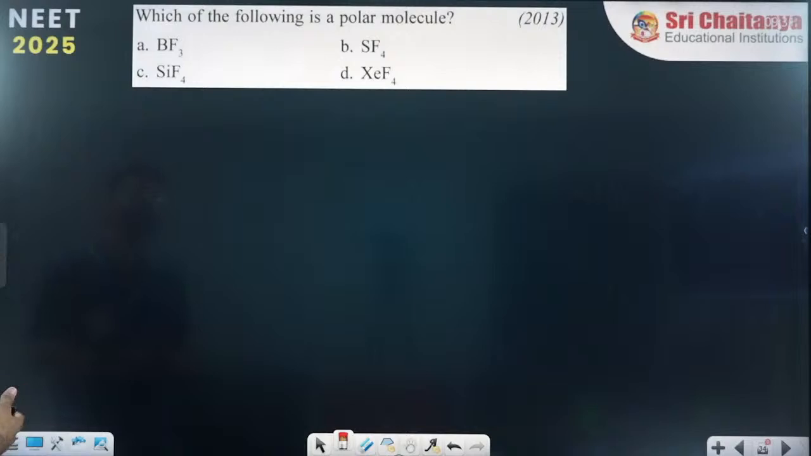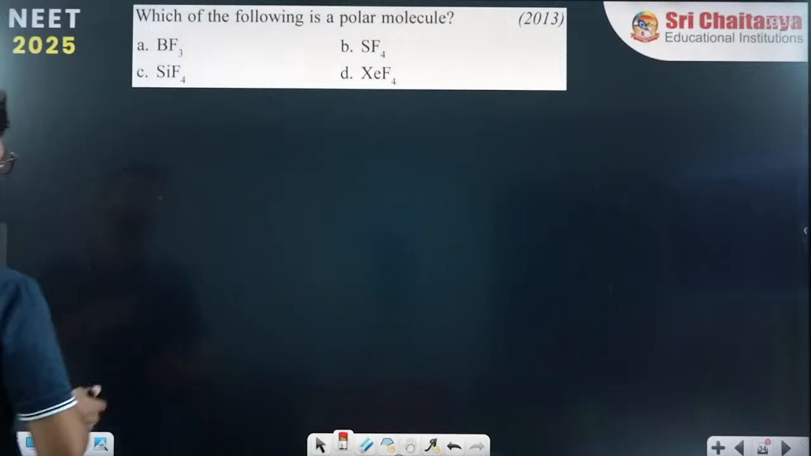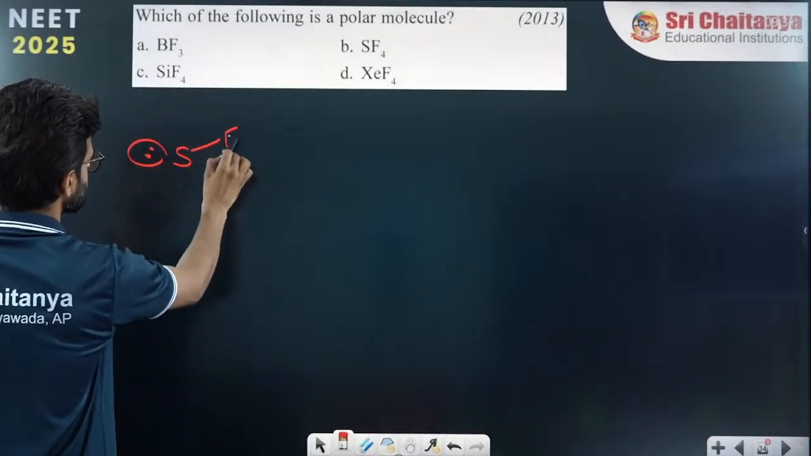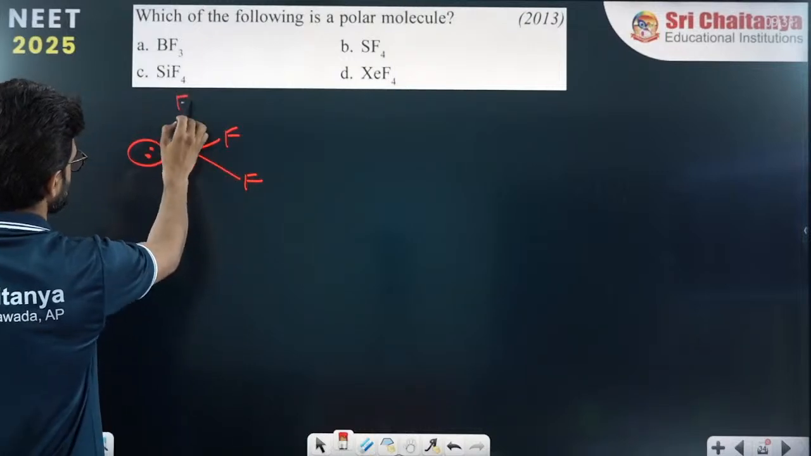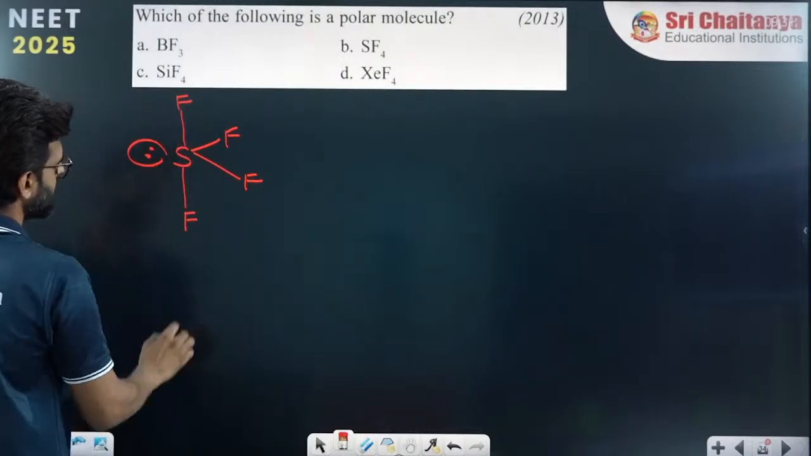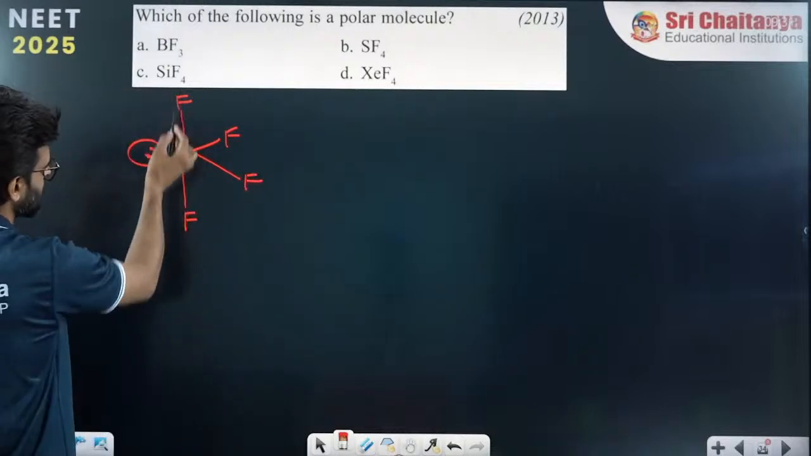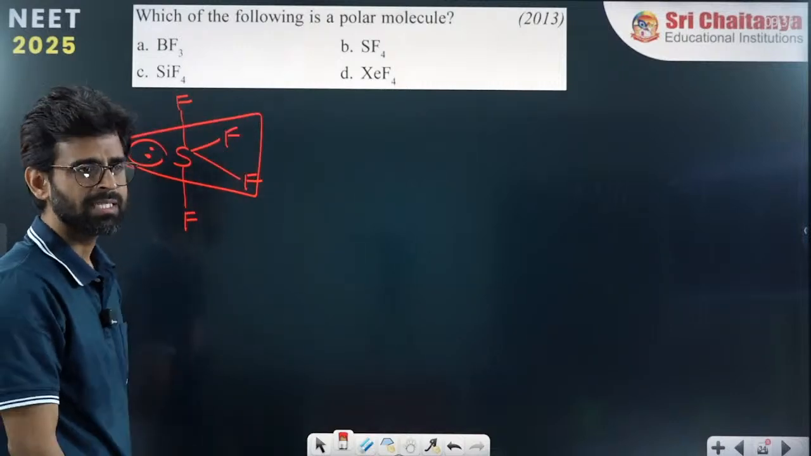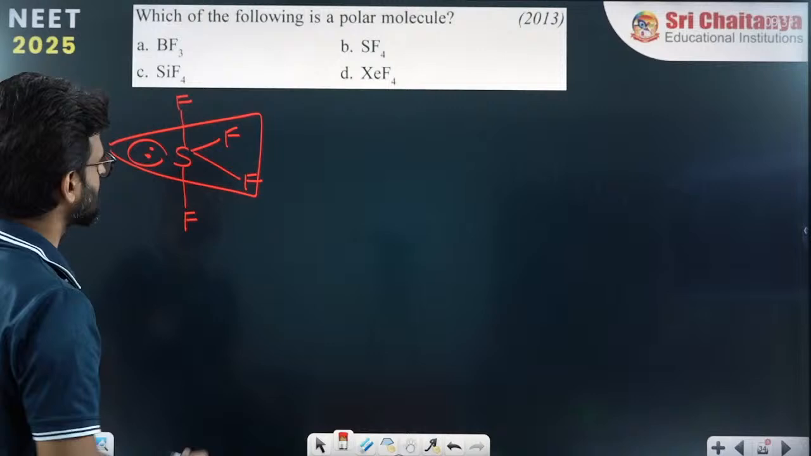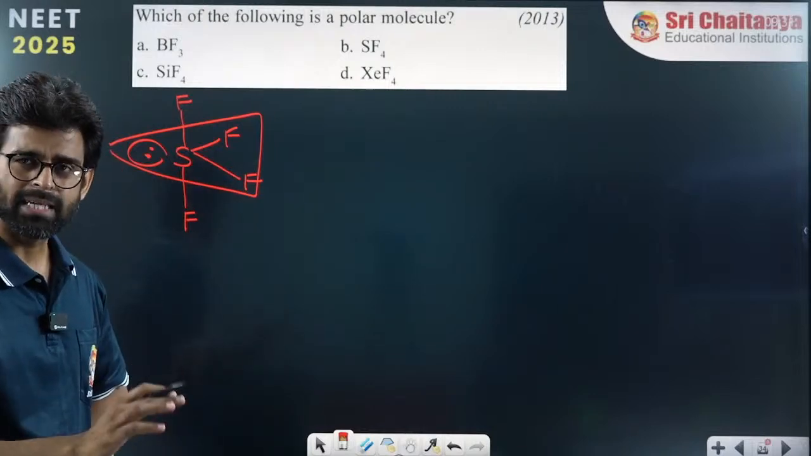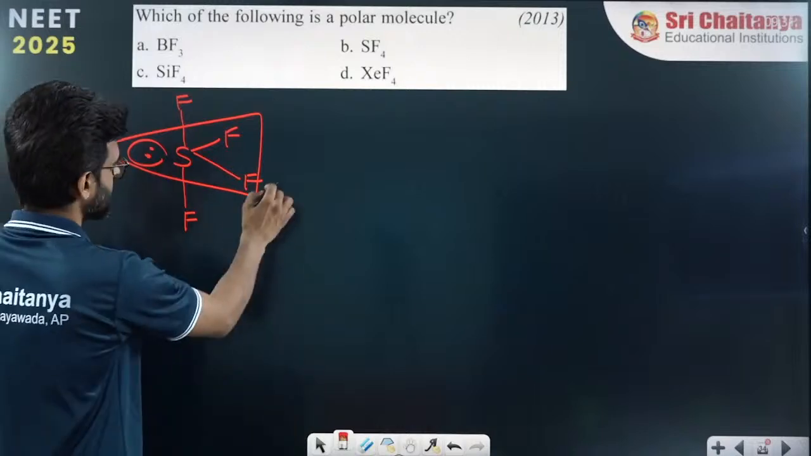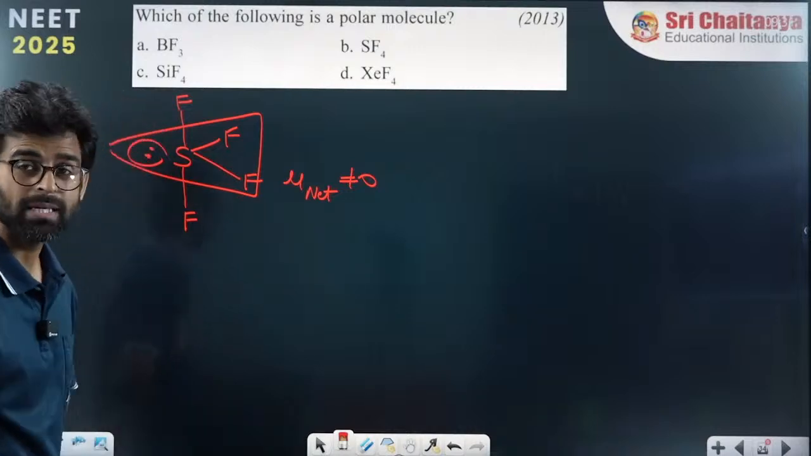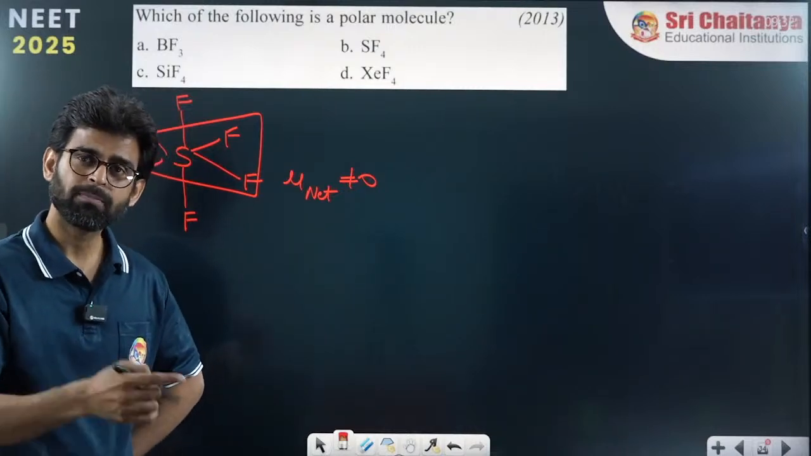The next one is, which among the following is a polar molecule? Okay, if you see option B, SF4, just now we have seen, SF4 is seesaw. Definitely these can cancel each other, but it is not a symmetrical structure. They can't cancel out each other, so a net dipole moment will come. There will be some net dipole moment. Mu net, if you find, it is non-zero. That's why it is not a non-polar molecule. It's a polar molecule, right?